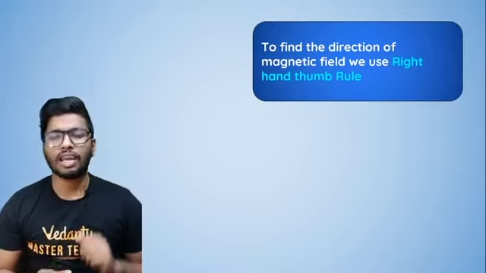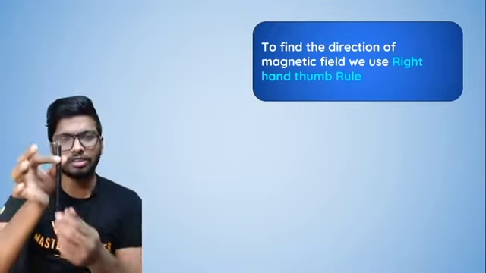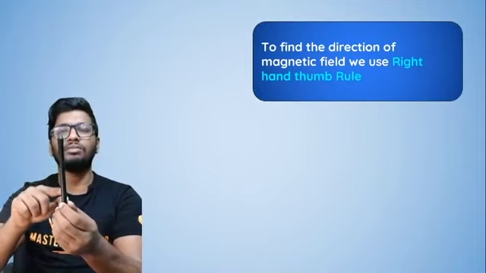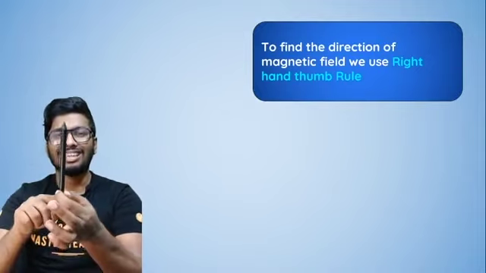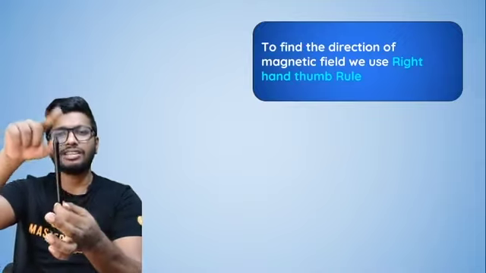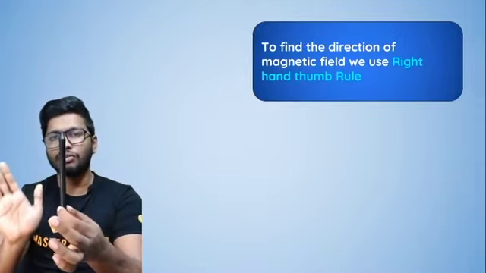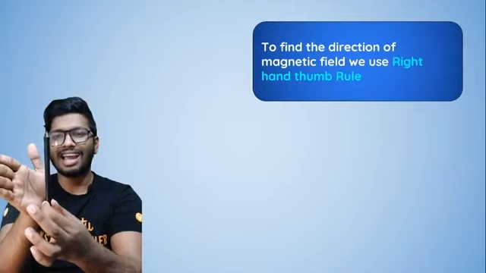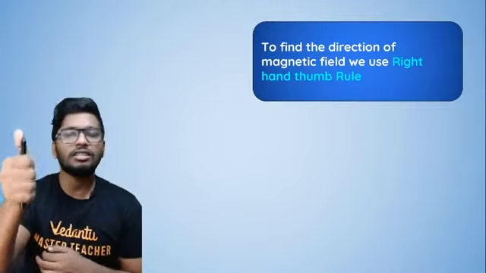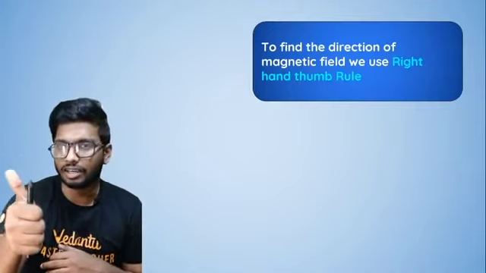So it's very simple. Imagine this is a current carrying conductor, right? This is a straight line, all right? And let's say the current is passing this way. So that means this end is connected to the positive terminal and this is connected to the negative terminal. So what I have to do is very simple. Take my right hand and grasp this particular current carrying conductor.